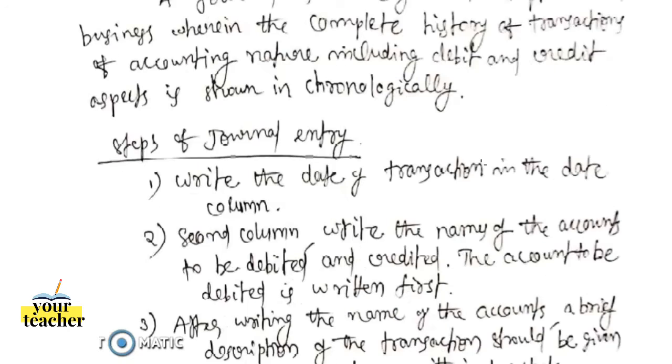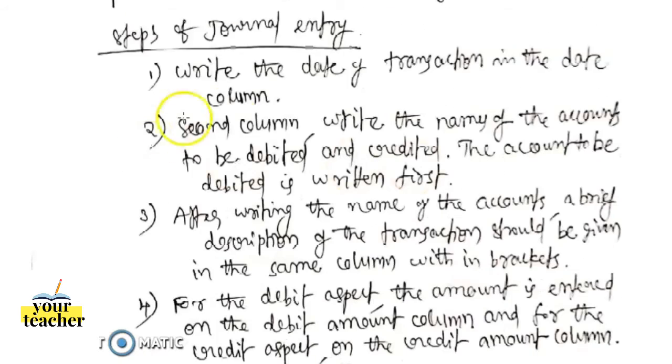You will be entering the data in certain columns based on the given question. The first step is to write the date of the transaction in the first column, which is called the date column. So what is a journal entry? You are considering day by day transactions of a firm or an enterprise, and all these transactions are recorded in a book, which is called the journal.